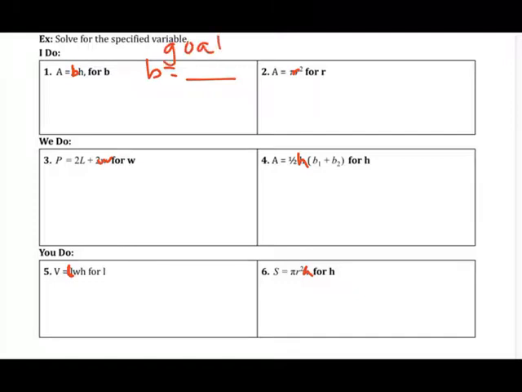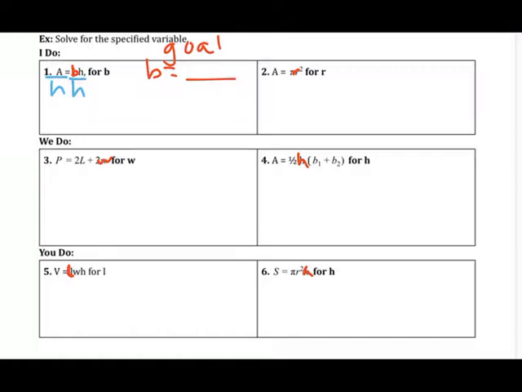Goal, B equals stuff. Then I'm asking myself, what is preventing B from being by itself right now? What is on the same side of the equal sign as B? And that's H. What are B and H doing? B and H are multiplying. There's no addition, there's no subtraction, there's no division, so they are multiplying. And how do I undo multiplication? I divide. So I want to divide by the thing that's preventing B from being alone.